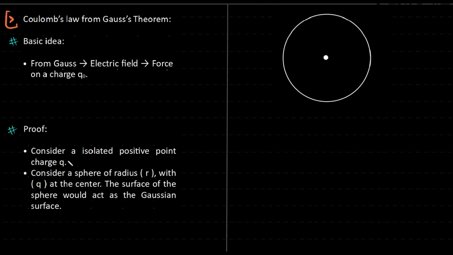The proof starts with considering an isolated positive point charge, isolated being that charge and nothing else. And Gauss uses a Gaussian surface, right? That's your Gaussian surface. And that's your positive charge, and this Gaussian surface has a radius of r with the center being Q, right? Now, first things first, we have to get an expression for flux.